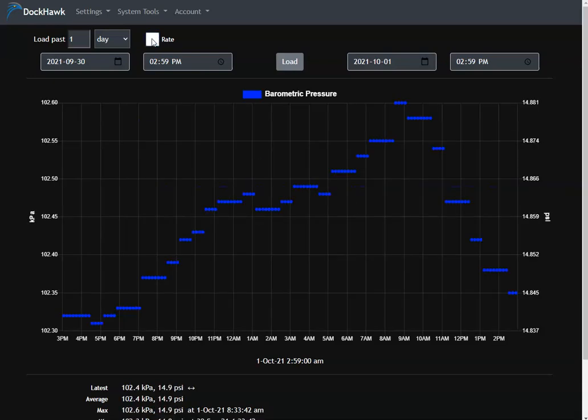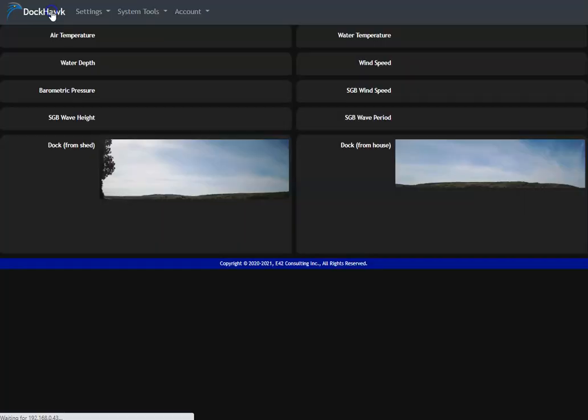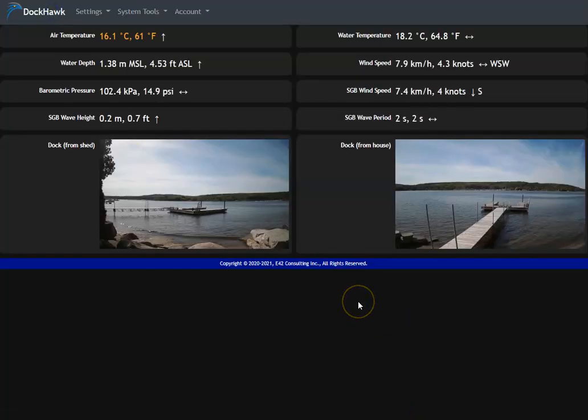So that gives you something very specific to look at. And like I said, that shows you a few of the advanced features of the DockHawk system, and I just wanted to share that with you.